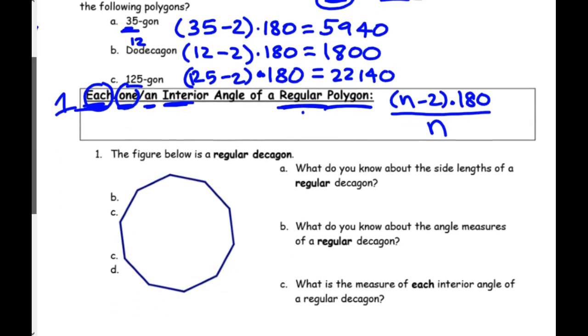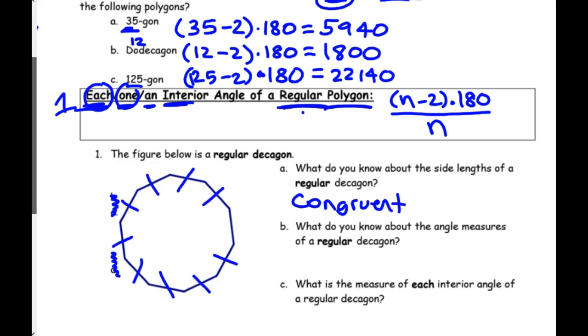Now down here there's some typos. These letters don't belong here, so pretend like those don't exist. All right, now, what do you know about the sides of a regular decagon? They're congruent. Right? And you know how to mark that on here? And all the angles, well, those are also congruent.